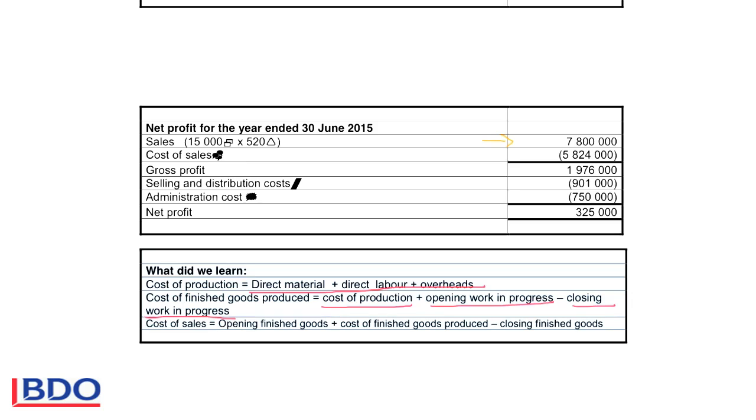Cost of sales means the total cost price of goods already sold. So it replaces the purchases that we normally have because we make the goods. So I will take my opening stock plus the cost of finished goods in place of purchases, less closing finished goods, and that will give me my cost of sales.